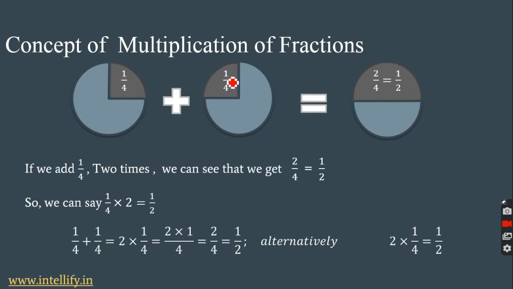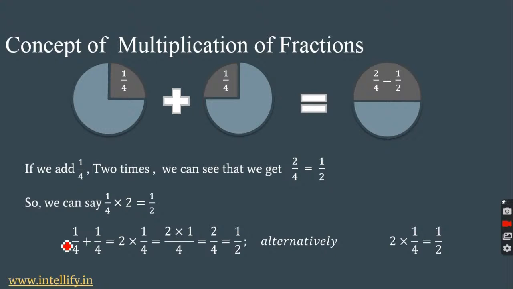Now if we add another equivalent portion, we can see how these two add up to half of the circle. Now we know multiplication means repetitive addition. So by adding 1/4 two times, we get half a circle. So we can say 1/4 into 2 equals to half, as we can see.